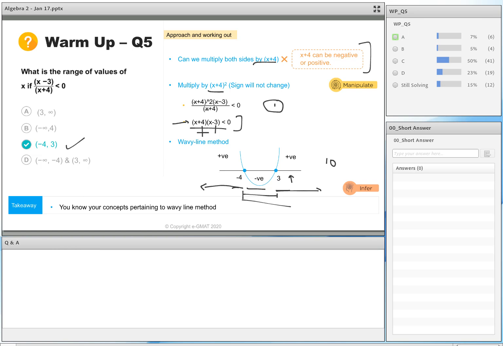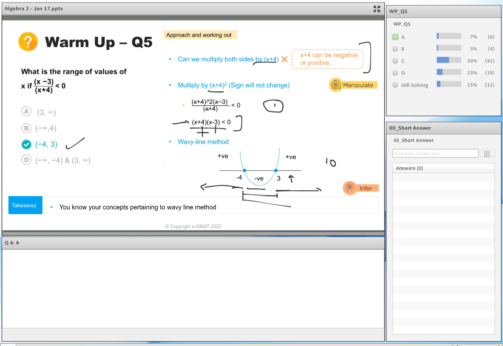So I hope this solution is clear to all of you. Again, if any one of you has any problems with the wavy line technique, I had shared the link with you, and I'll share it again. Go to that article, read the entire process on how it works, and you would be completely aware of the process and you would use it seamlessly.